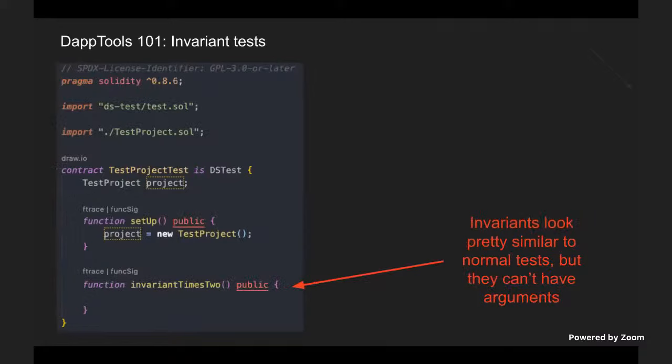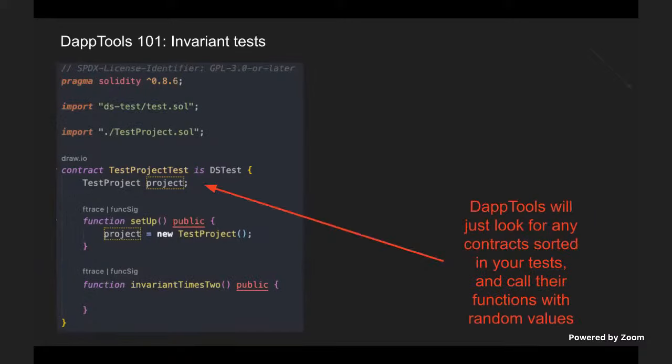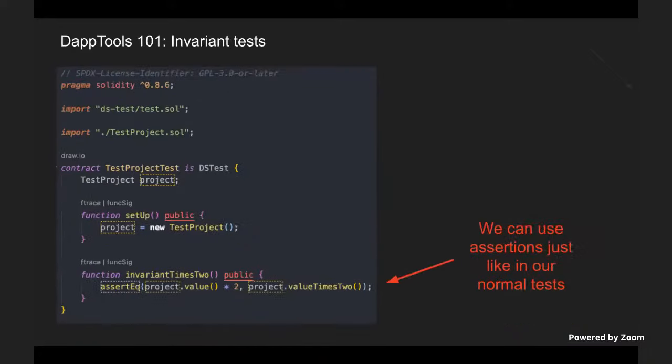Invariant tests look similar to normal tests. They don't have arguments, and they're prefixed with invariant instead of test or prove. Dapptools is just going to look at all the contracts that are stored in your test contract and call them with random values. So we can write our invariant like this, invariant times 2. We have an assertion: value times 2 should always be equal to twice project.value. So that's a typical assertion.